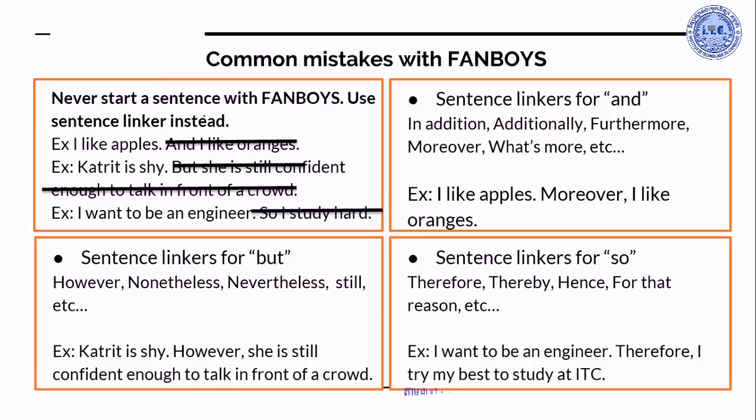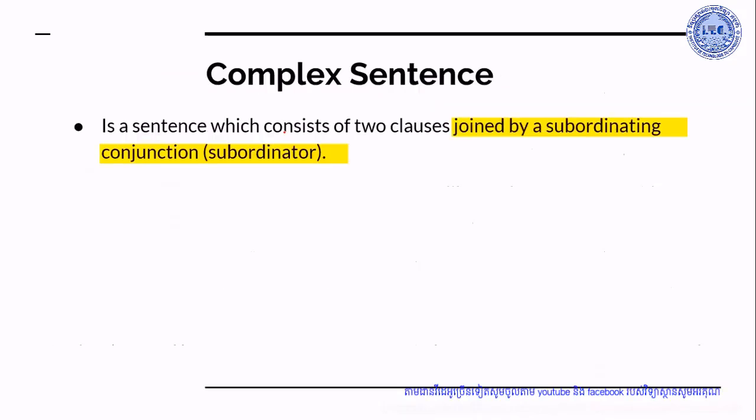Here, with therefore, thereby, hence, for that reason, you can use them to start a sentence. And now, after simple, compound, we move on to complex sentence. A complex sentence is a sentence which consists of two clauses joined by a subordinating conjunction, or you can call it a subordinator.